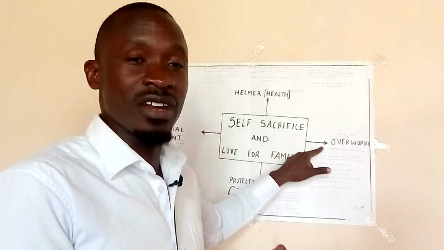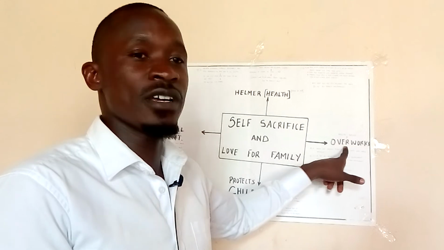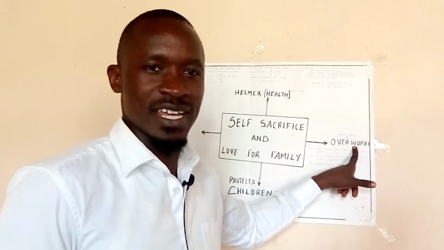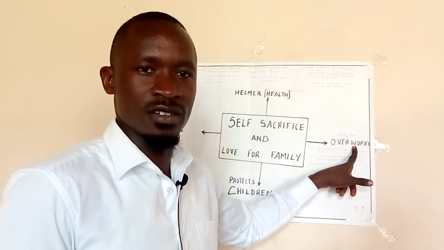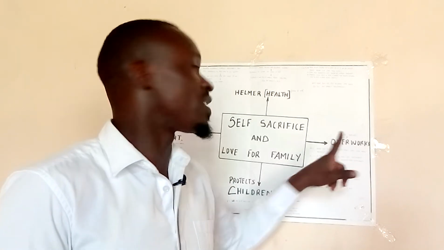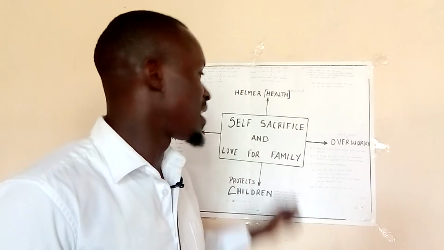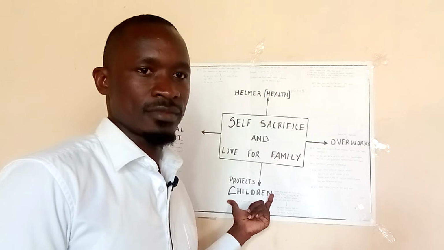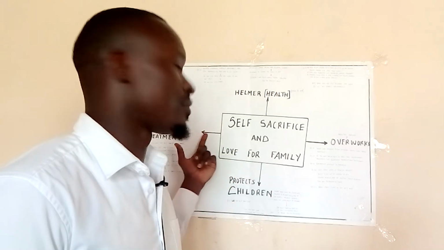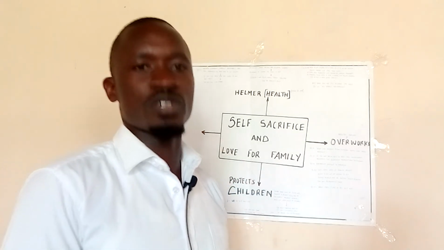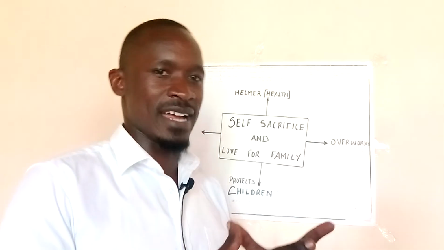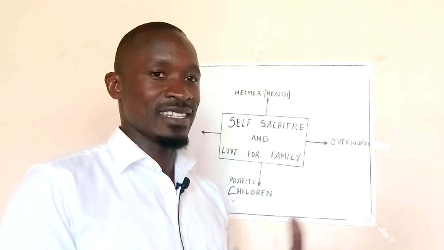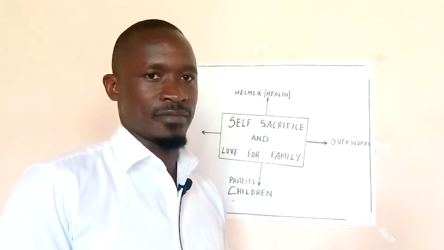And then we can draw another line there, and we have overworks. Nora overworks. When does she overwork? Why does she overwork? How does she overwork? In gathering the background information, we can prove that indeed she shows self-sacrifice and love for family. And third, the protection of the children. And lastly, we can have preferential treatment. In the last point, we talk about how Nora prefers to have Helmer healed, yet the father is also ill.